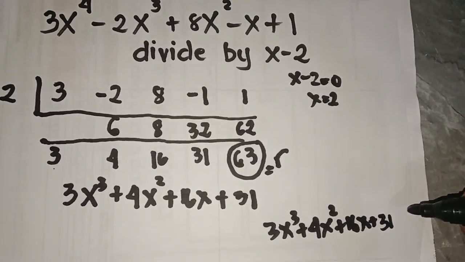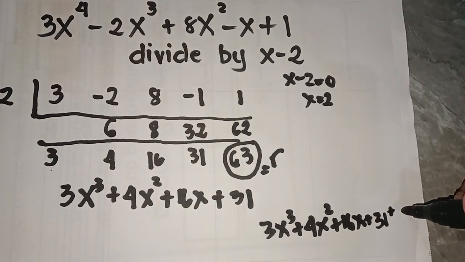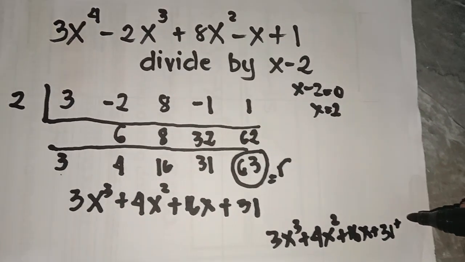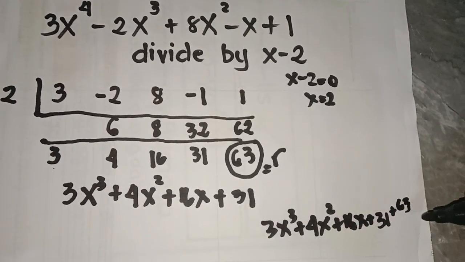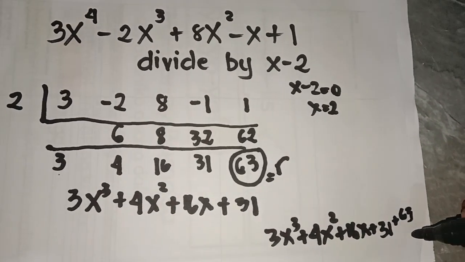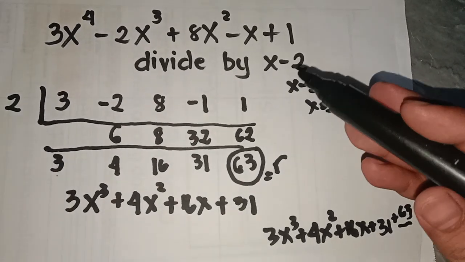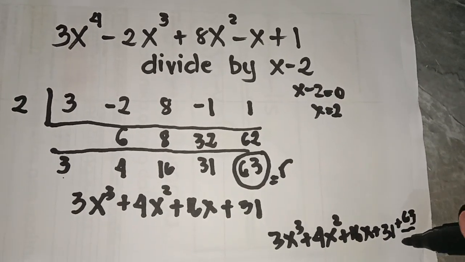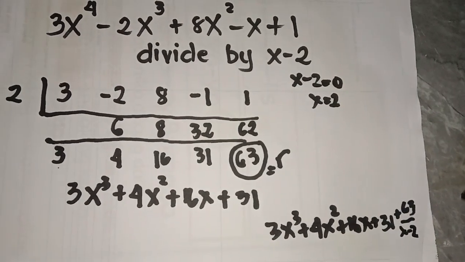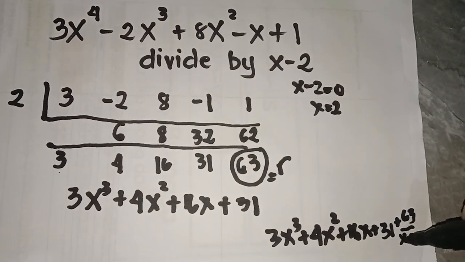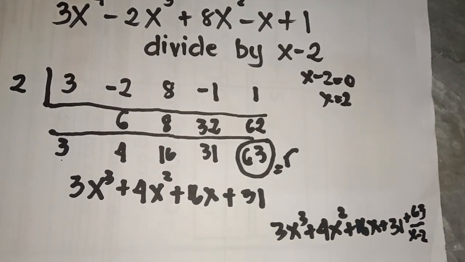then plus the remainder 63, 63 all over the divisor x minus 2. Alright, so that's it.